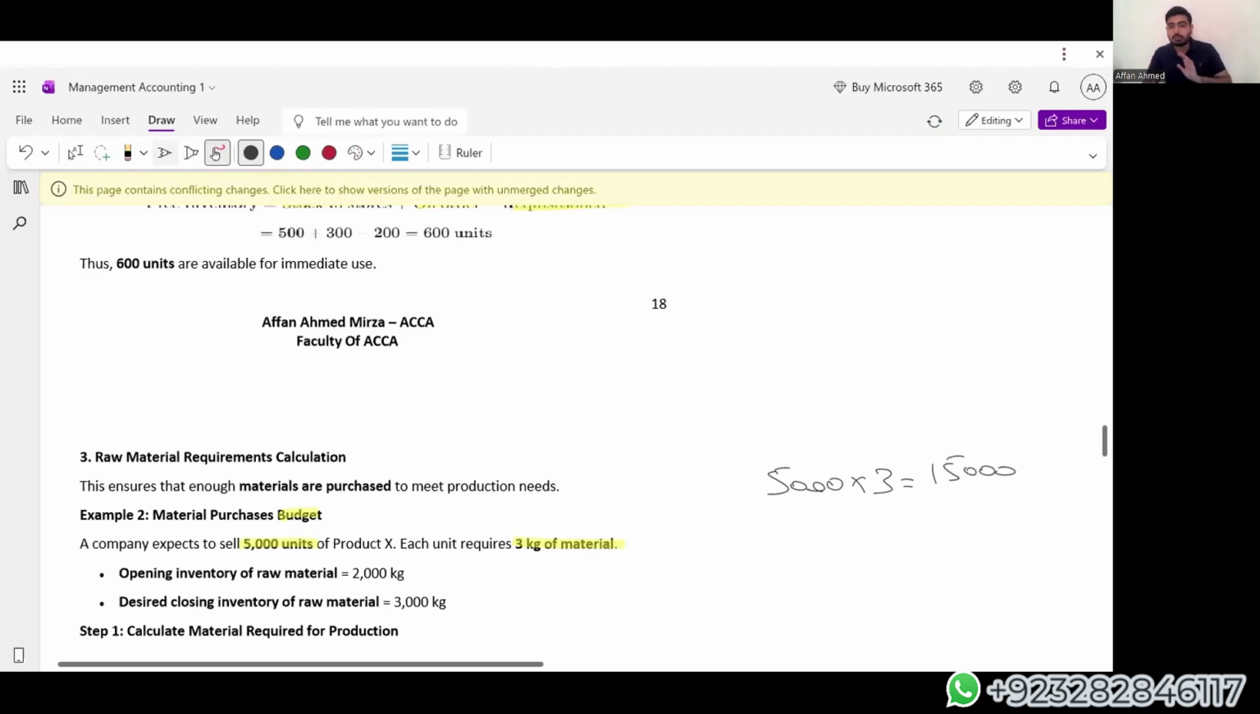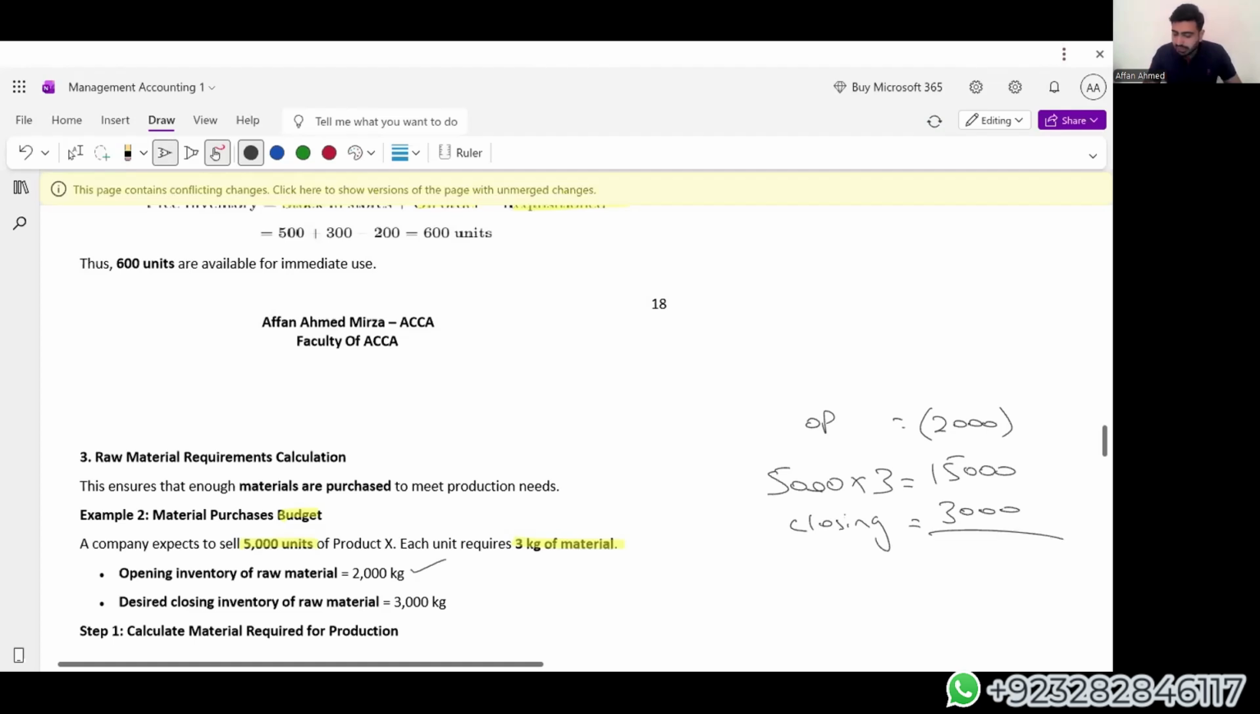Okay. Now this is not the purchase order that we're going to place. First, we are going to look at what is the inventory that we already have and what is the inventory that we have to keep after all the production is done, the buffer inventory. So the opening inventory given to us is 2,000. That means 2,000 is already there. That should be subtracted because this is already there. And they're saying we have a desired closing inventory of 3,000. That means at the end we should have 3,000 left. That is the closing inventory.